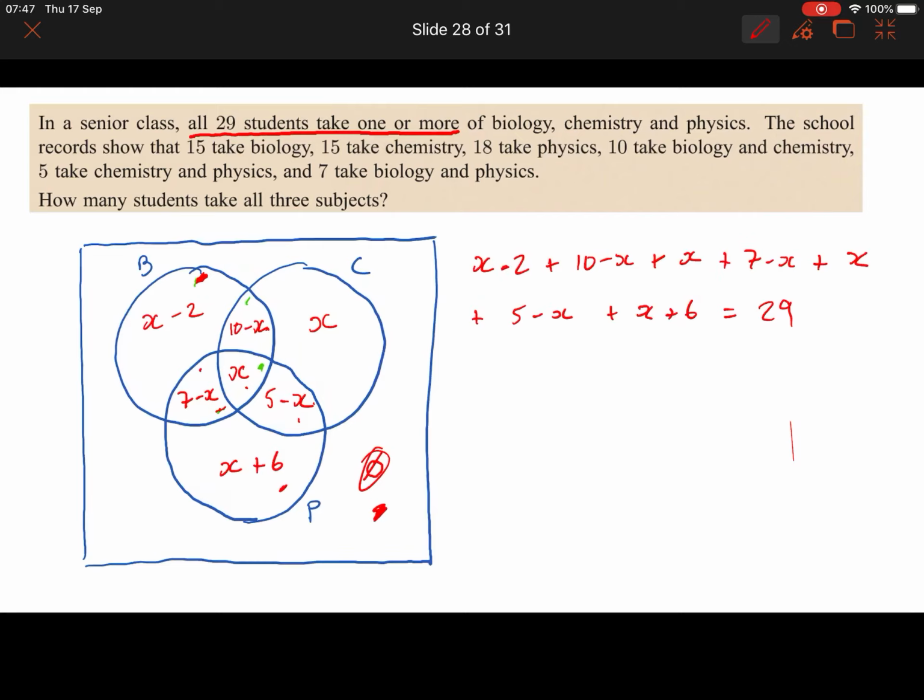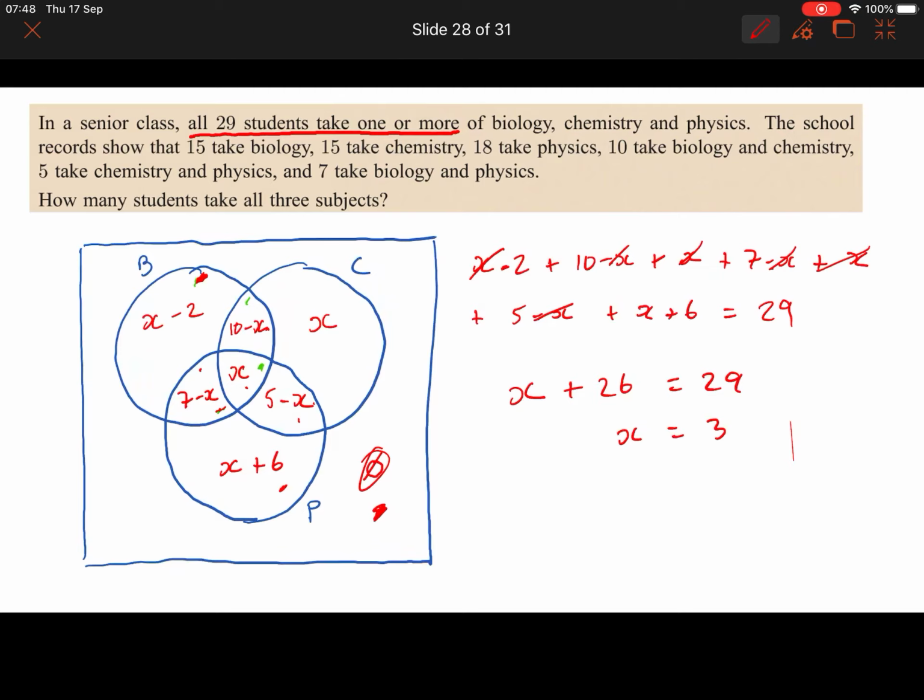We've got x and a minus x. That will cancel out to nothing. X and a minus x. That will cancel out to nothing. X and a minus x, again, will cancel out to nothing. And then I'm just left with an x. So I've got x. Okay? So that's going to be nice and easy. Then I've got minus 2 plus 10 is 8. Plus 7 is 15. Plus 5 is 20. Plus 6 is 26. X plus 26 equals 29. So I think x is 3.